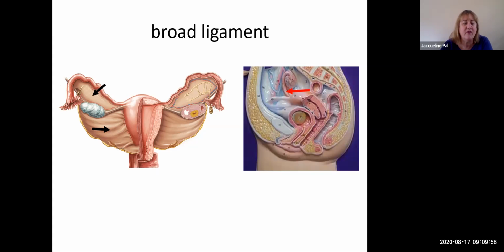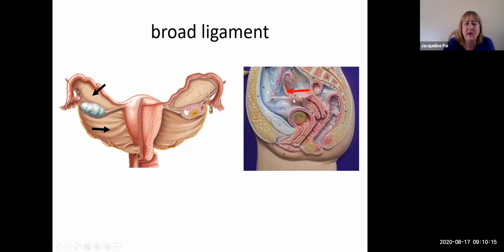And the third and final ligament, go to the sagittal view, okay? And apologies for this red arrow. That red arrow is actually pointing at the fallopian tube. So come just a little bit anterior to that in order to see the broad ligament.